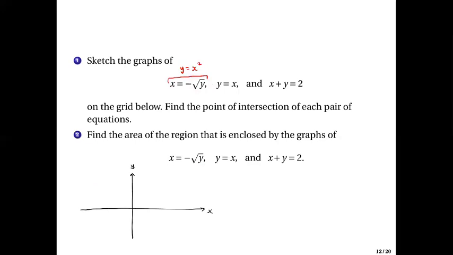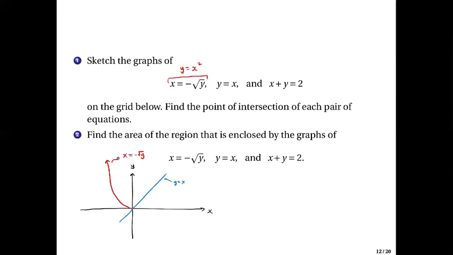So for that, let's try to draw it. We have something like this. So this is the sketch of x equals negative square root of y. And then we have y equals x. I'll use a different color here. We have y equals x. We have this graph here. So assume this is y equals x.